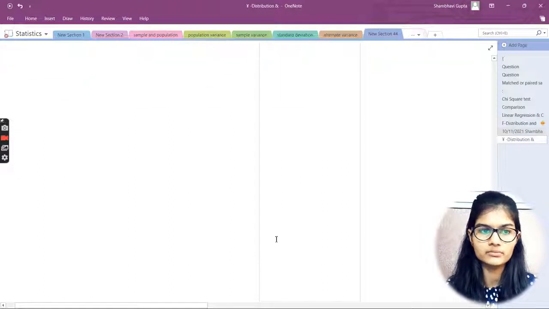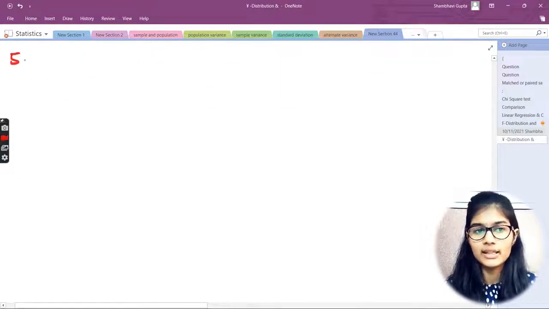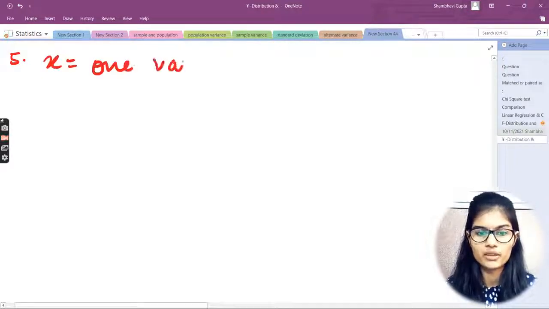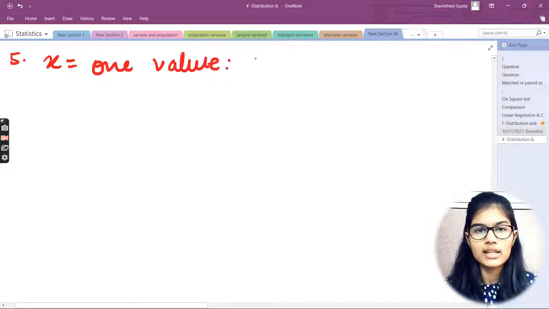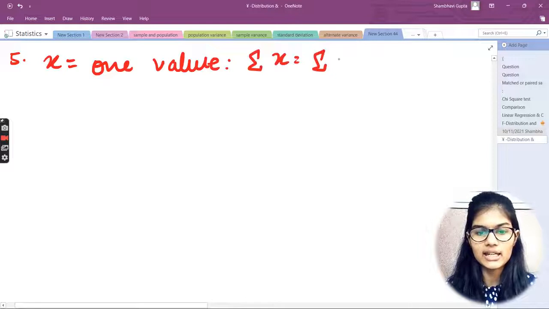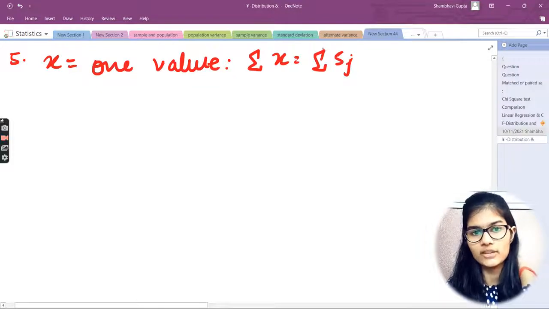Let's come down here. Next we have number 5, and that's the small x, that is equal to one value. Okay, one value, that is sigma x, which is equal to sigma s of j. Yes, this is what it is used for. So x is equal to one value, sigma x is equal to sigma s of j. Fine.